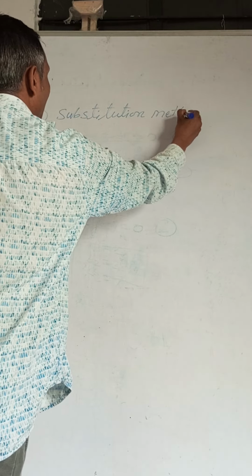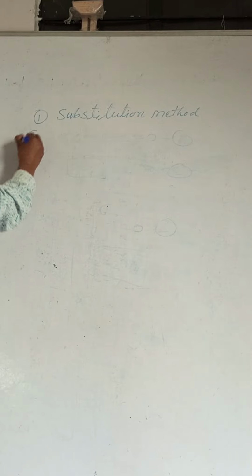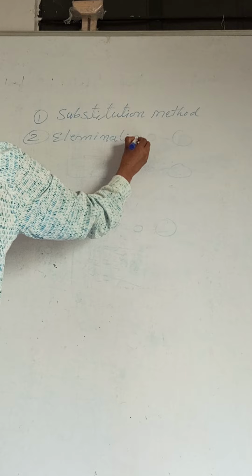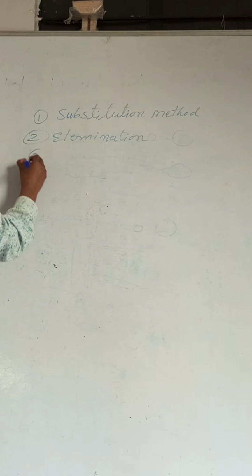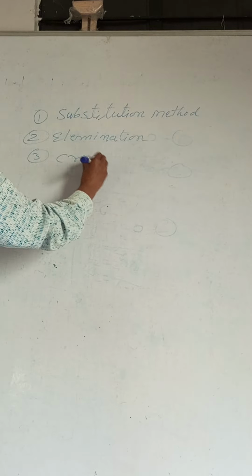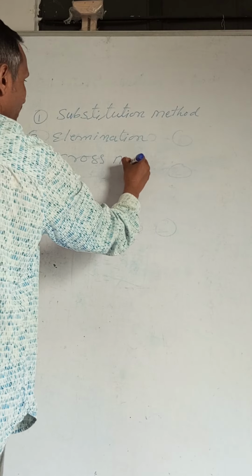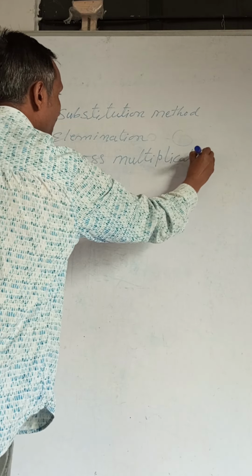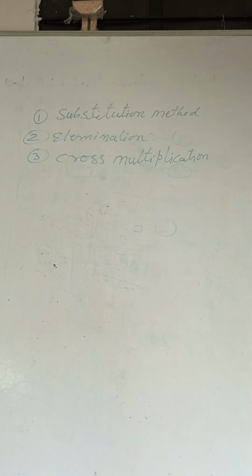Substitution method, and the second one is called the elimination method. Number 3 is called the cross multiplication method. So these are the three methods. After that, if the equations are not in the proper form, we are also telling the reducing method, given in the NCERT textbook. So we are also going to read that.